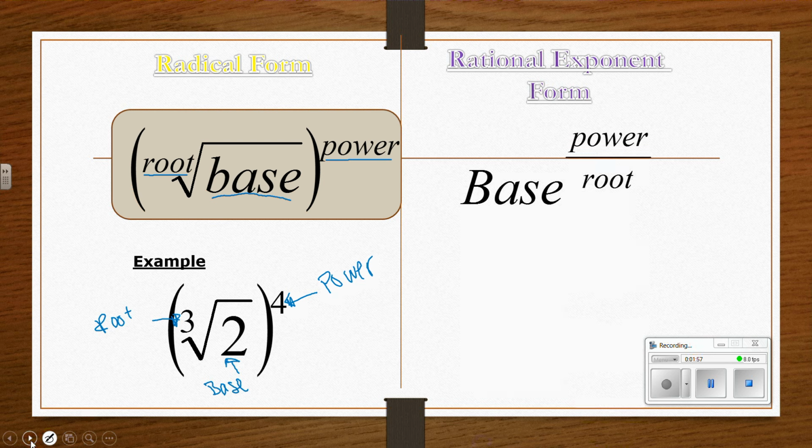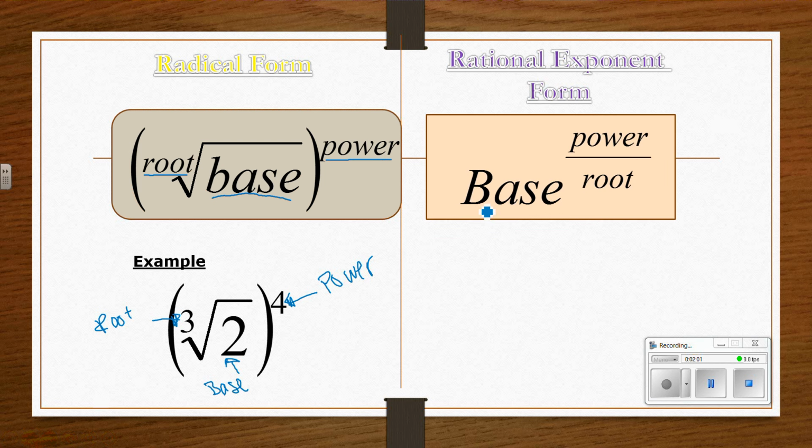Now in rational exponent form, remember that rational exponents are basically fraction exponents. So we have a base raised to a fraction exponent, or rational exponent, with power over root. So going back to what we have over here, if we want to write the cube root of 2 raised to the fourth power in rational exponent form, the base is 2, we raise it to the power of power over root, so 4 over 3. That's what it'll look like.